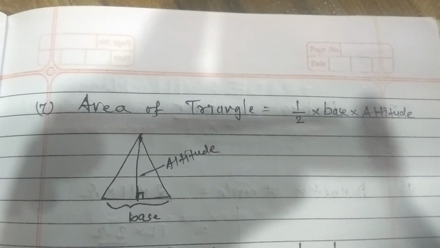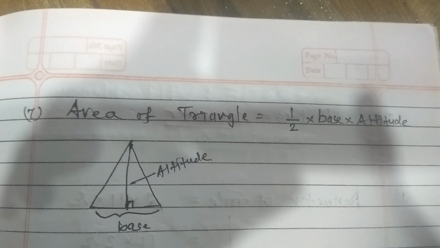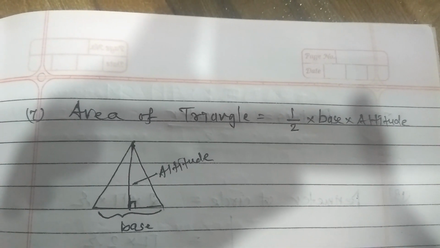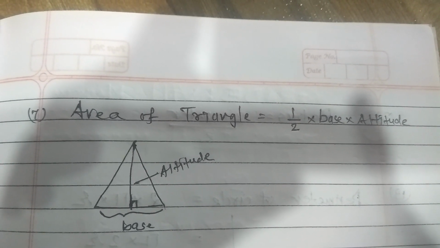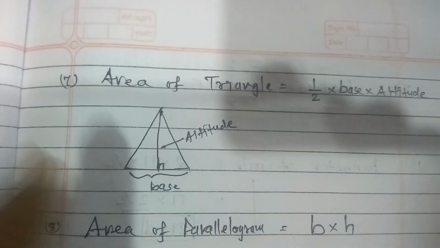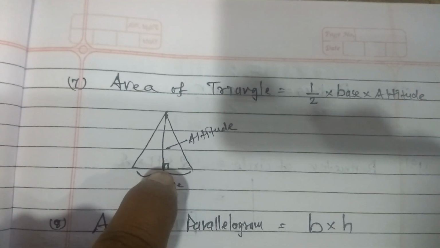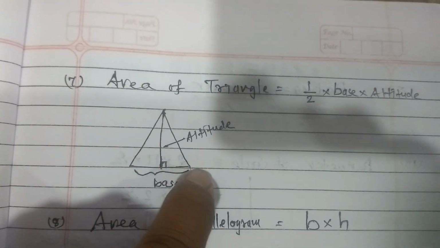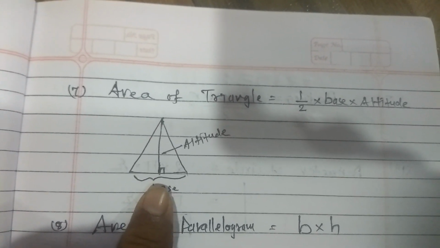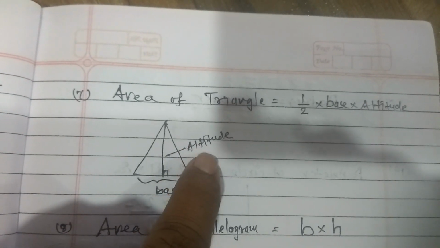Next formula, area of triangle. Here I have drawn the triangle. You see in that an altitude is there. That altitude is always drawn on the base perpendicularly. Here a small square is there which represents 90 degrees. So this is a straight line which falls on the base. So that formula is half of base multiplied by altitude.